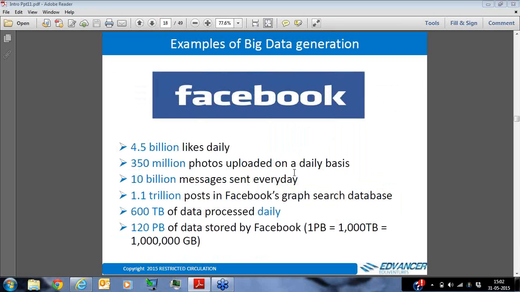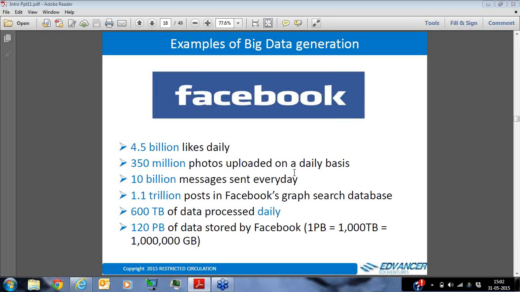So, what are the examples of big data generation? Let's take the example of a social network like Facebook. On Facebook, every day there are 4.5 billion likes being created. 350 million photos are being uploaded on a daily basis. Through Facebook Messenger, every day 10 billion messages are sent by people.